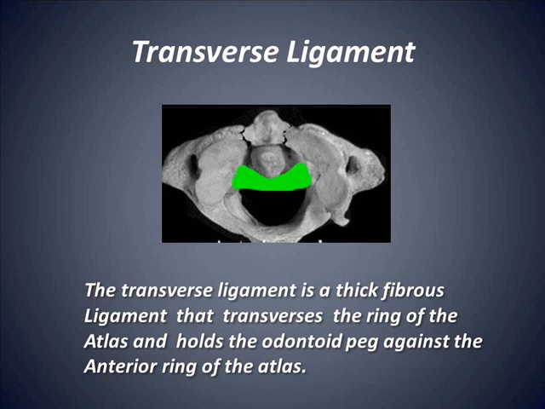The next ligament we'll be looking at now is the transverse ligament. This is a thick fibrous ligament that transverses the ring of the atlas and holds the odontoid peg up against the anterior ring of the atlas. And here I have it highlighted in green.